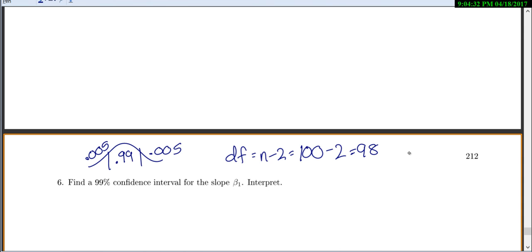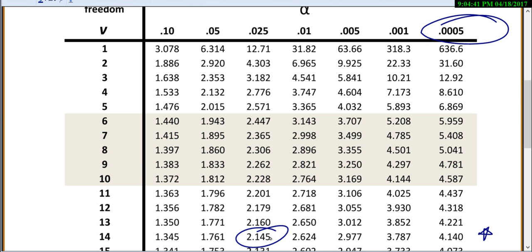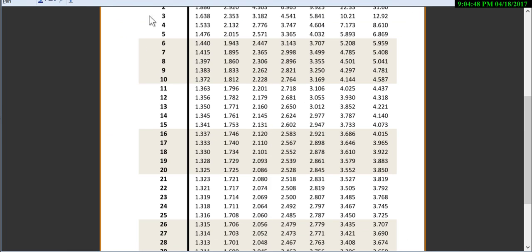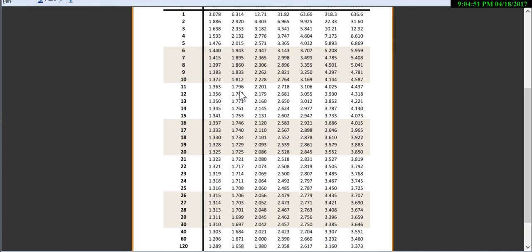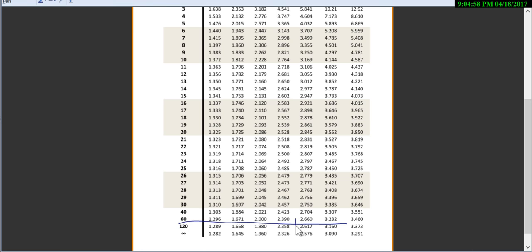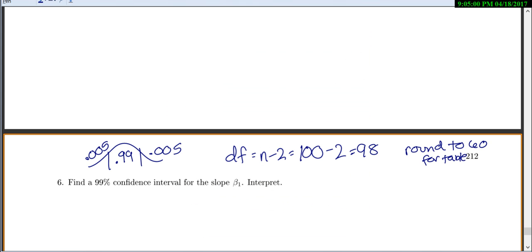Now, technically, we're supposed to round down to use the t-table, so we'll round to 60 for the table. So go to your table, 60 degrees of freedom. And we're looking for 0.005 in the tail. Looks like we're at 2.66. So T star equals 2.66.